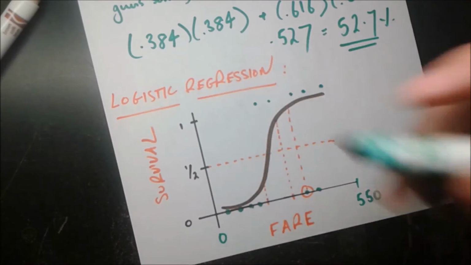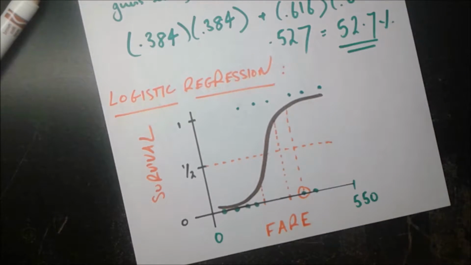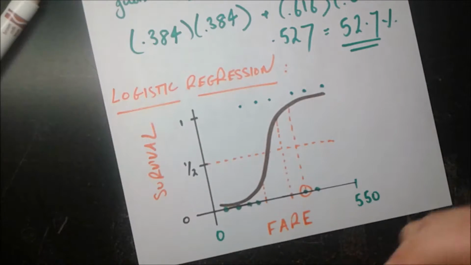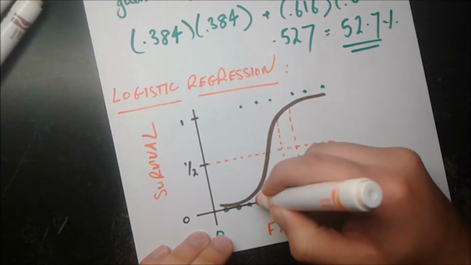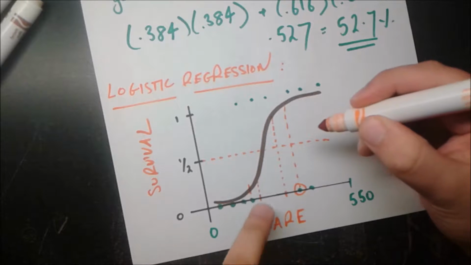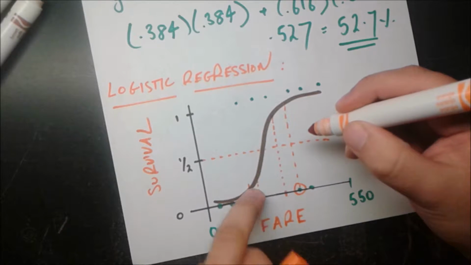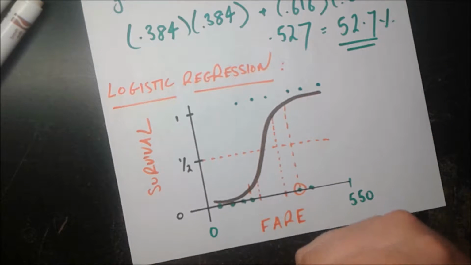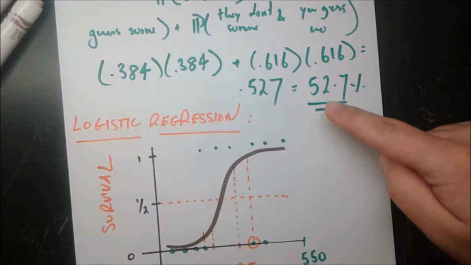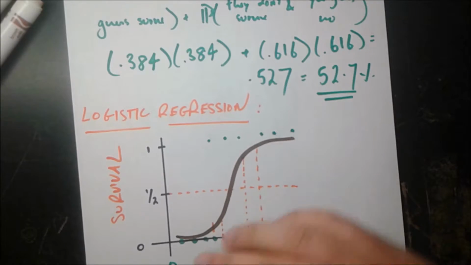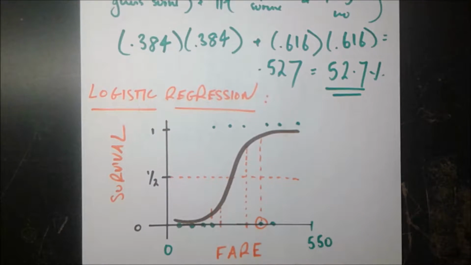Let's put a more obvious misclassification. Let's say there was a person there. It's going to misclassify them because if you trace them down, it's going to hit the curve right here, which is very low, and it's going to say they didn't survive, but they did. So of course there are going to be misclassifications, but the real question is, does the accuracy measure up to something higher than 52.7%?